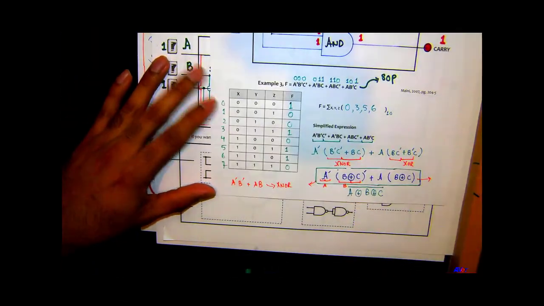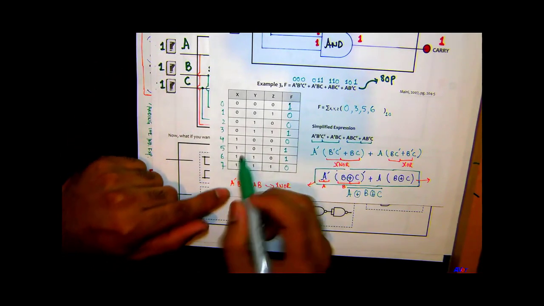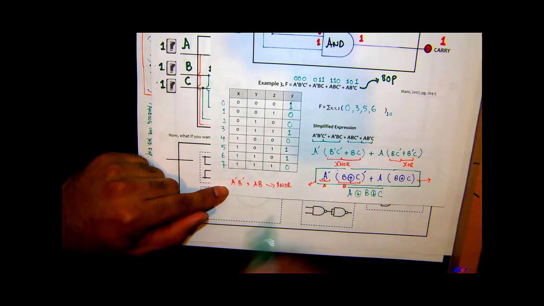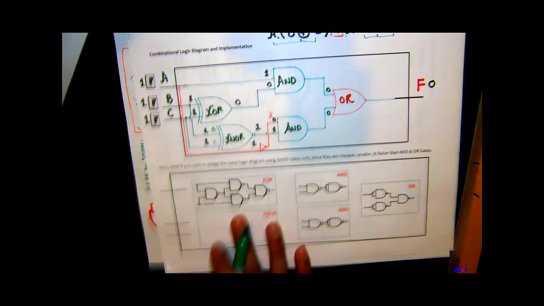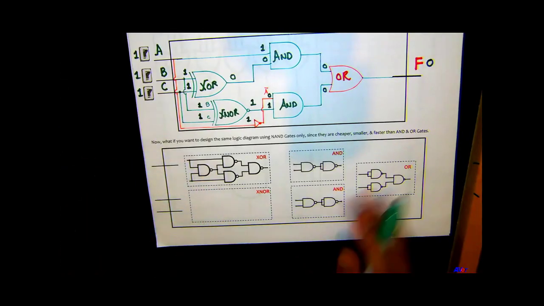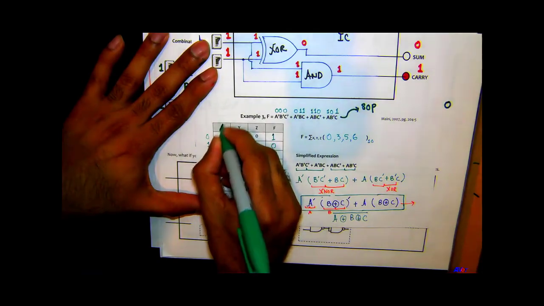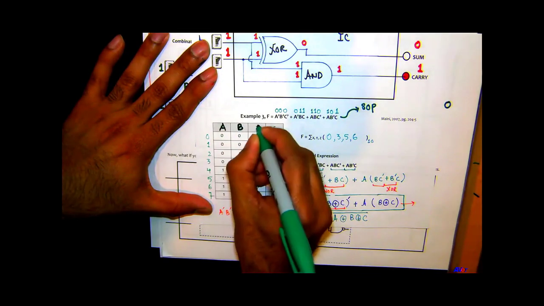Okay, so let's look at the truth table. When all inputs were high, 1, 1, 1, the output was 0, right? The only thing is I label my variables. Well, I can just go in here and then make this A, B, and C.